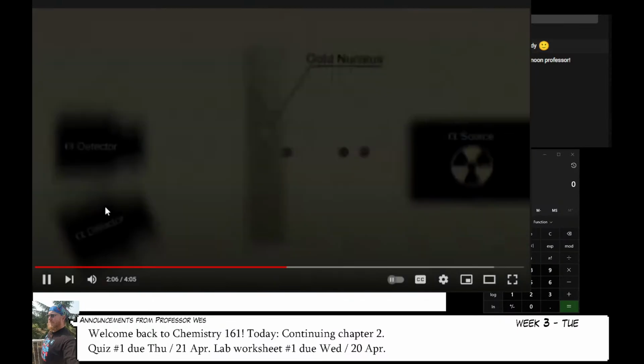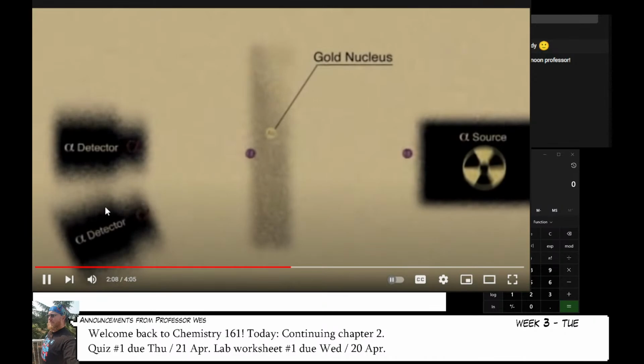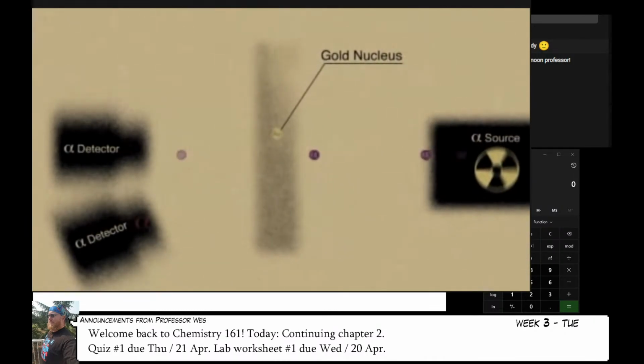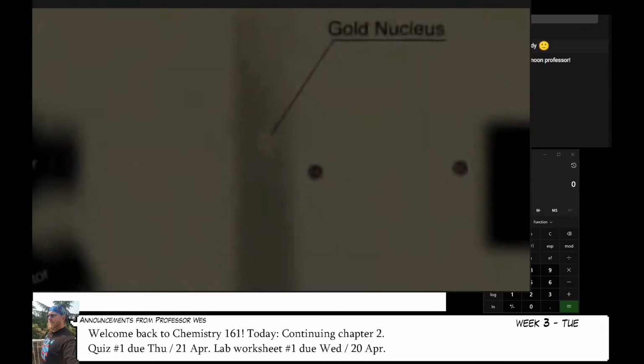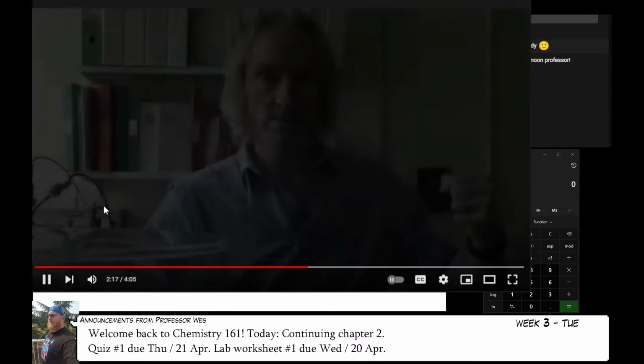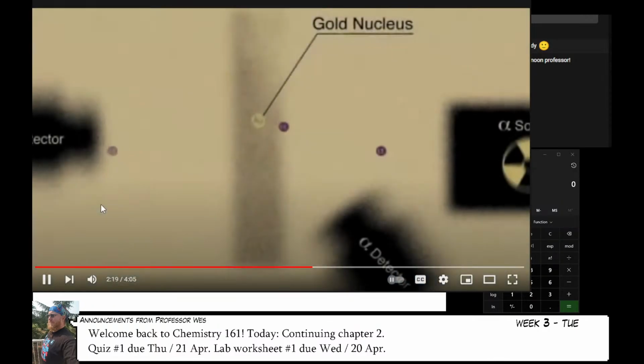Occasionally, one of the particles will come close enough to the nucleus of the gold atom that it will be deflected by the electric field from the positive nucleus. If it comes at a glancing blow, it will be deflected through a small angle. If it hits it head on, it will just bounce straight back.